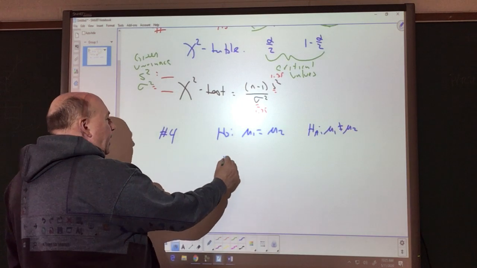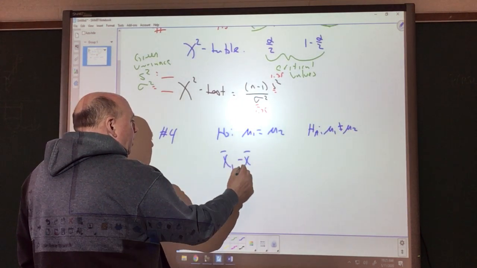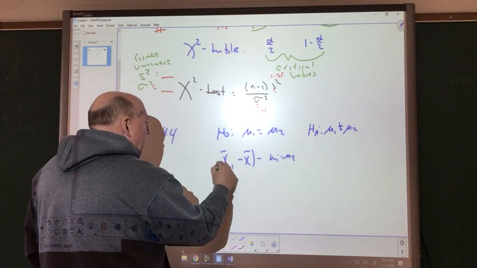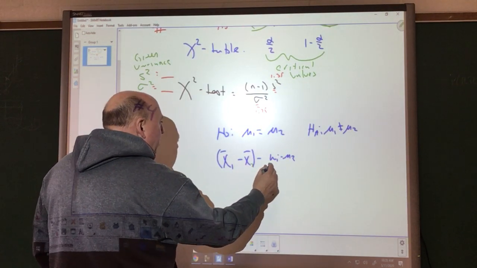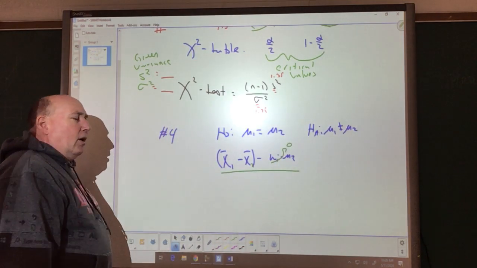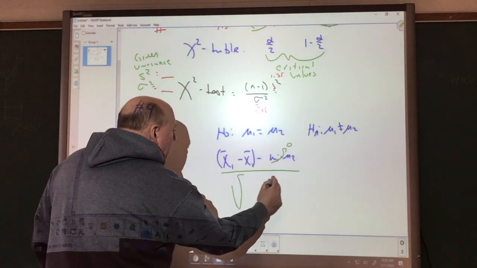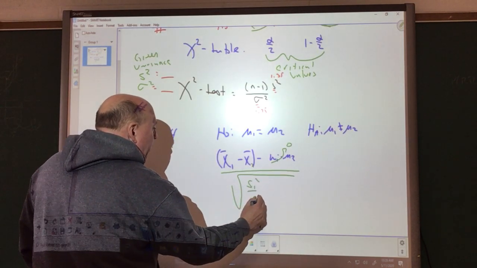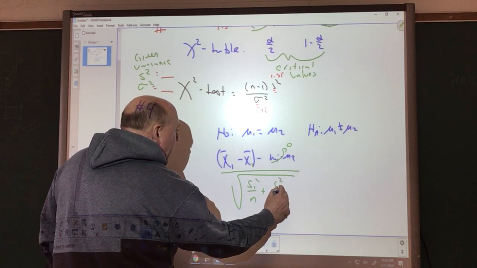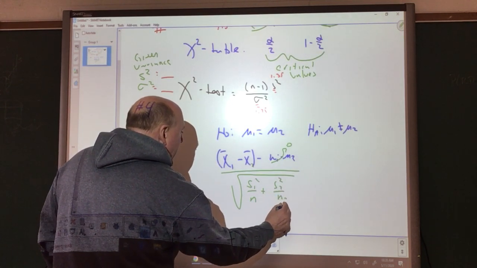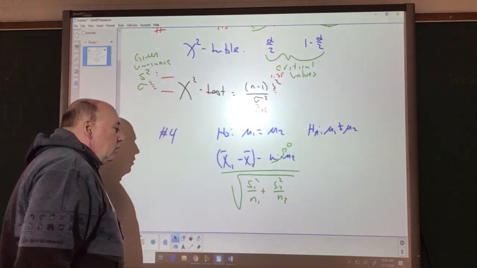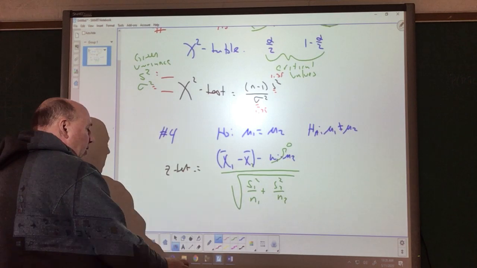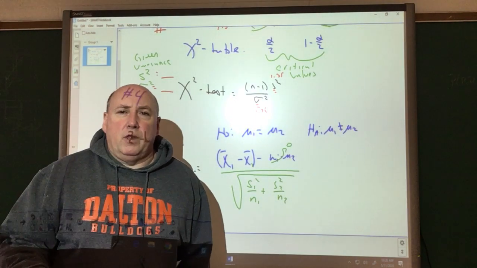Your test value comes down to x1 minus x2 minus mu1 minus mu2, and if you remember back to our notes, this went to 0, and then on the bottom we had the square root of our variance 1 squared over n1, plus our variance 2 over n2. So this was our test value for the Z-test, and then we had one for the T-test.